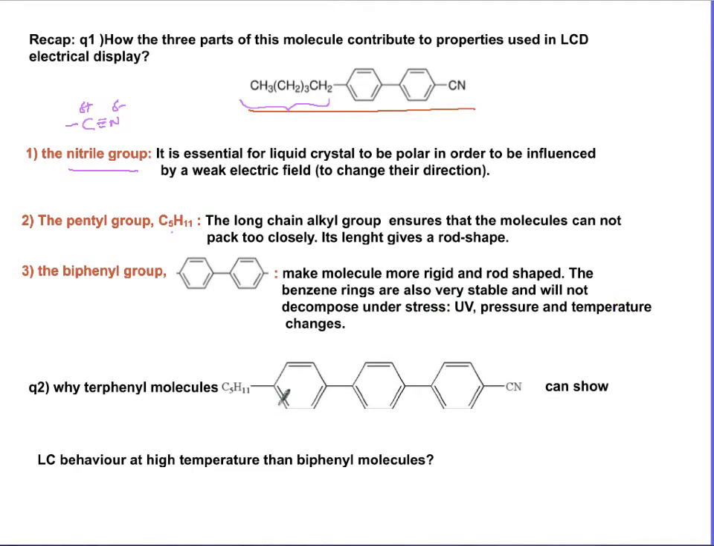Now, they might challenge you and give you a brand new molecule and say, what about this? It has 3 phenyl groups instead of the 2 phenyl that you looked at up there, and they say it can show LC, liquid crystal behavior, at higher temperature than biphenyl. What is the answer? The answer is obvious. Just look at the shapes and see what extra you have, which is a benzene ring. Therefore, it makes it more stable, and it can function under higher temperature as a liquid crystal without being decomposed.